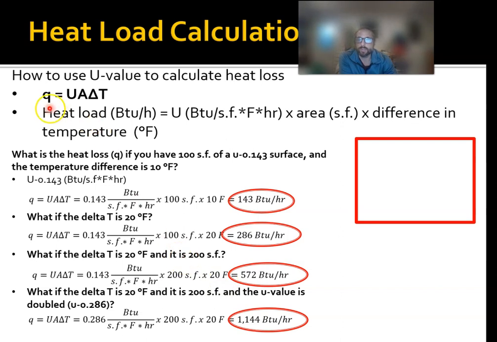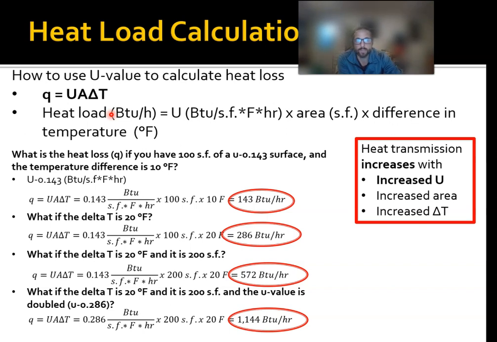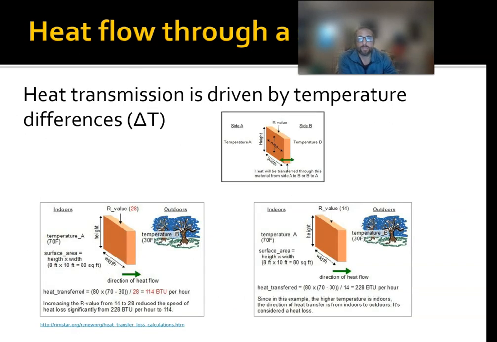This is a straightforward equation. Heat loss is UA delta T, and it's heat loss through a surface, used all the time in building calculations. Like if you're sizing an HVAC system, if you're sizing other things, you're going to use this all the time, right? So again, heat transmission increases with increased U, increased area, and increased delta T. Okay. And so remember that heat loss is driven by temperature differences. No delta, no heat movement.